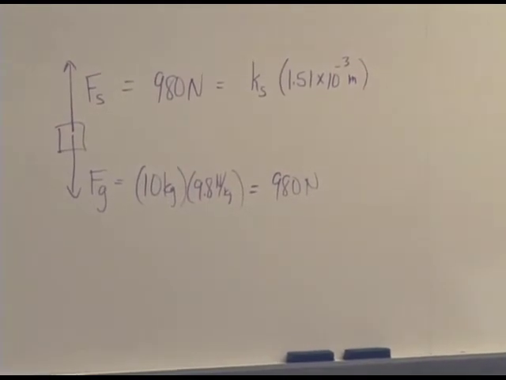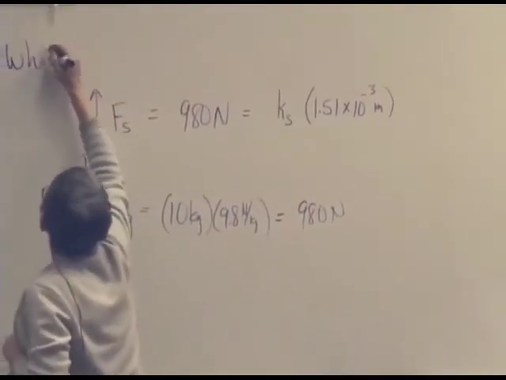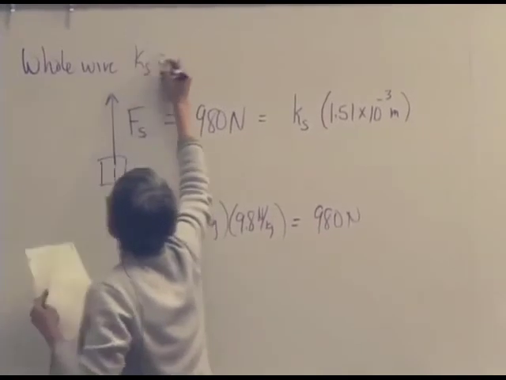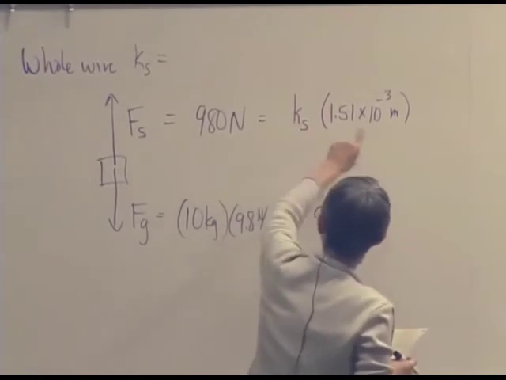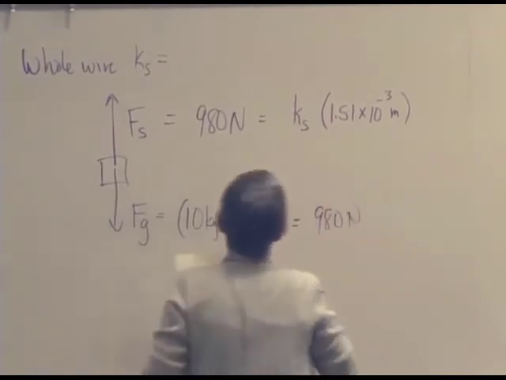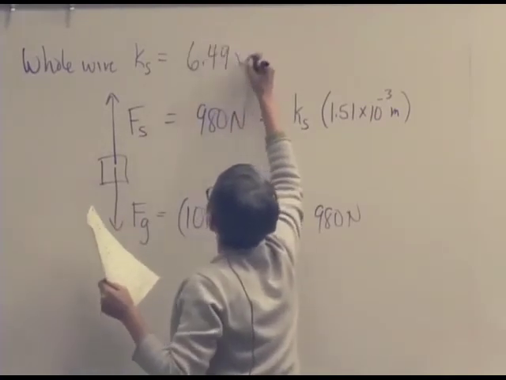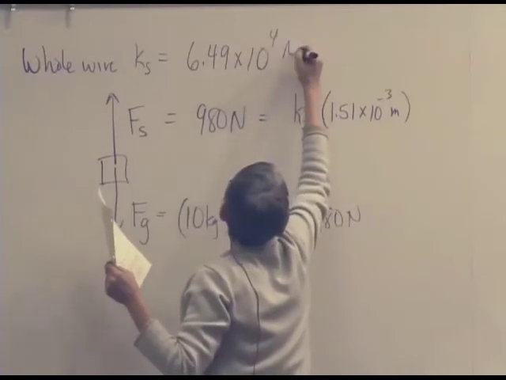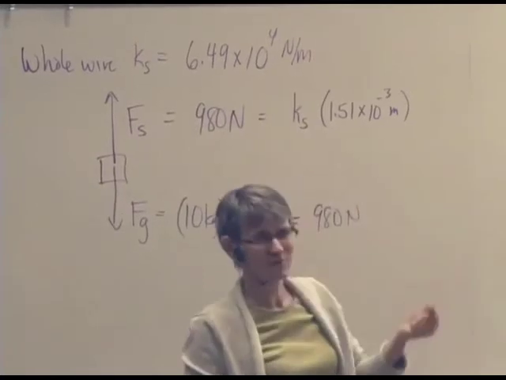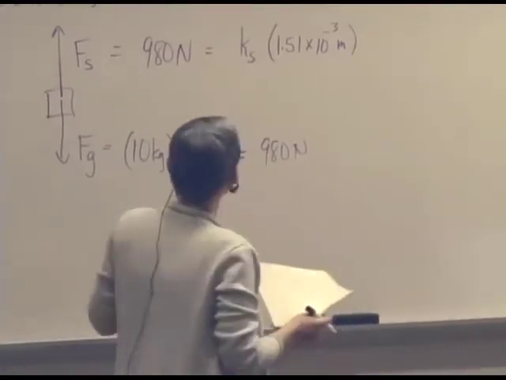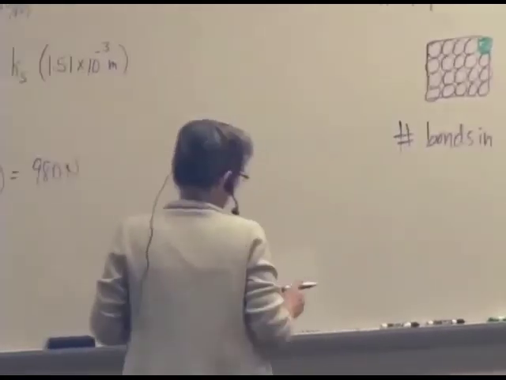And so what was the stiffness of the whole wire? Spring stiffness turned out to be, we solve this, divide 980 by that, and it turns out to be 6.49 times 10 to the 4th newtons per meter. And that's a really big number, but it's not very surprising because wires are really stiff, right? A copper wire is actually a stiff thing. So now we want to disentangle this.